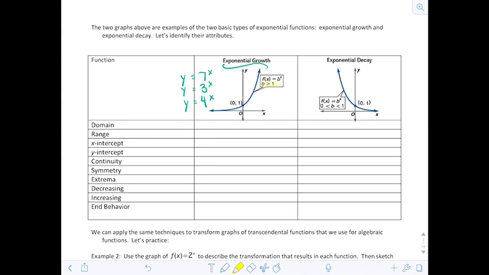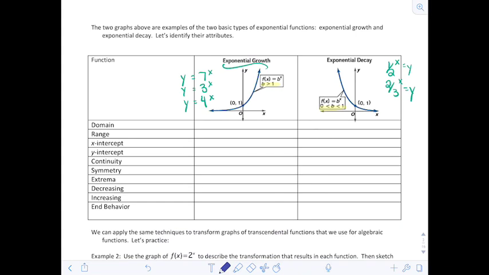And then we look at the decay, and this is where b, your base, is a fraction. It's greater than 0 and at the same time less than 1. So this may be something like 1/2 to the x power, 2/3 to the x power, so on and so forth. So once again, let's go ahead and look at these characteristics. First, we'll talk about growth.